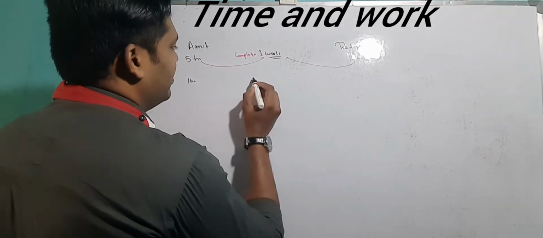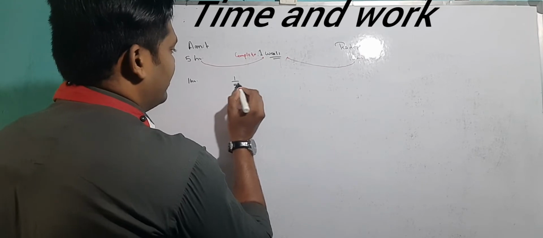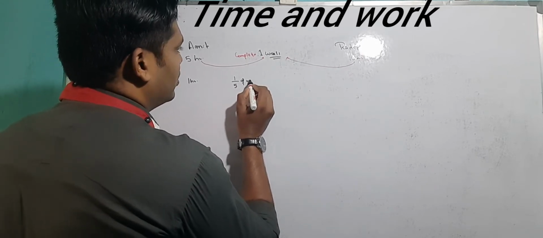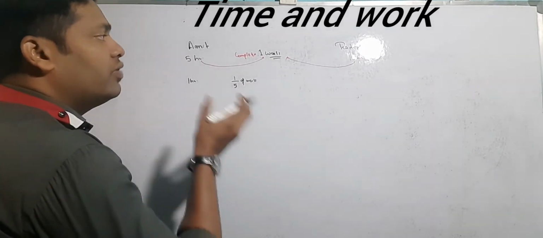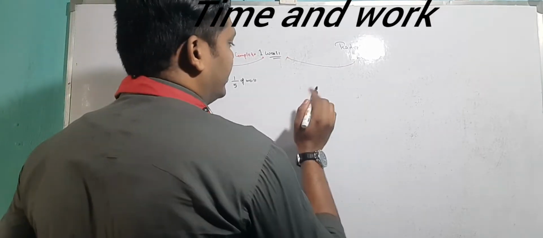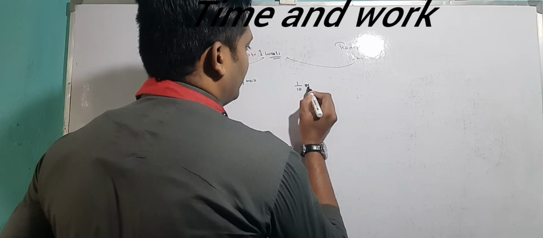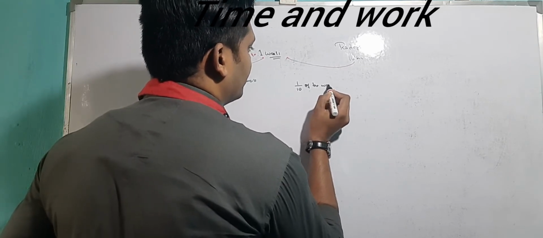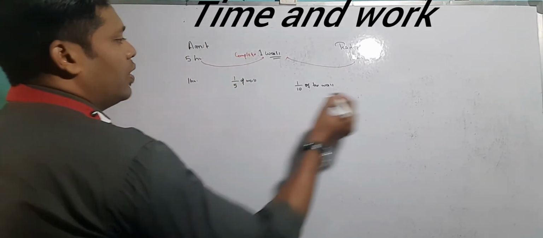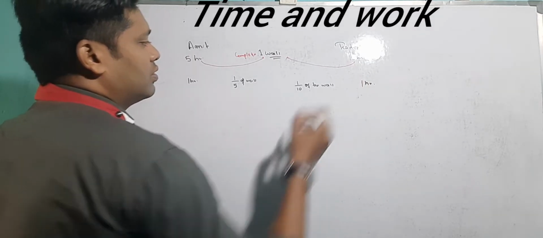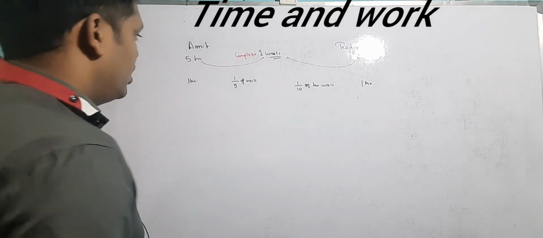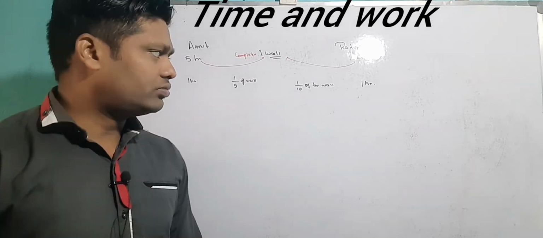In Amit's case, it will be 1 by 5 of the wall. Okay, 1/5 of the wall. In the case of Radhesh, it will be 1 by 10th of the wall. Clear? This is 1 hour of work, of the wall. Okay.